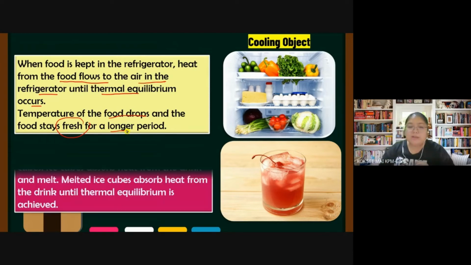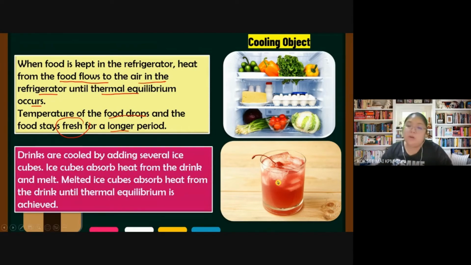Another example is the ice. Normally when you drink juice, you put in ice. So the drink is cooled down by adding several ice cubes. How does the heat transfer? The ice cube is cool, while the drink is at normal temperature.